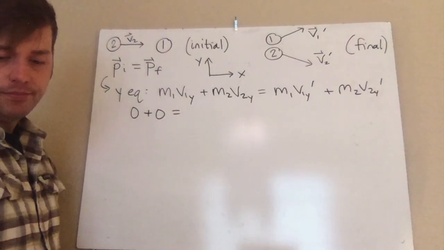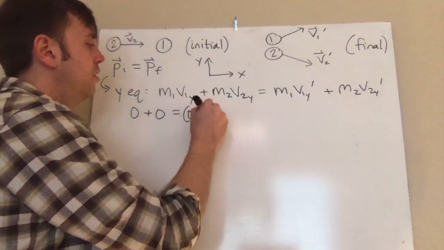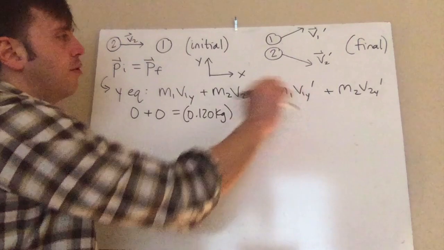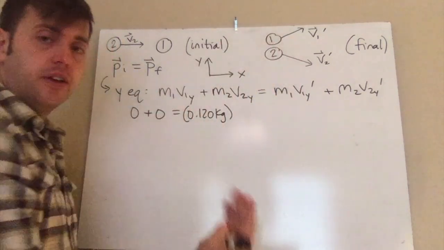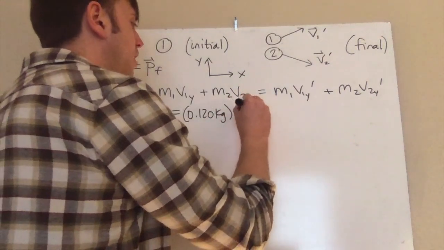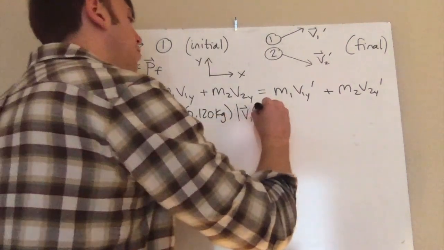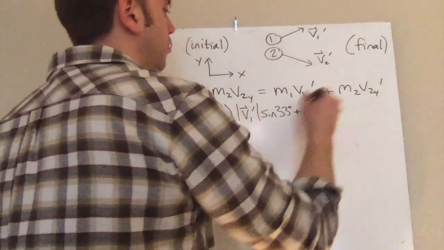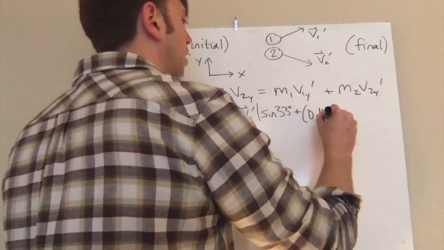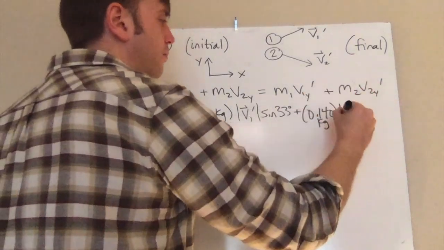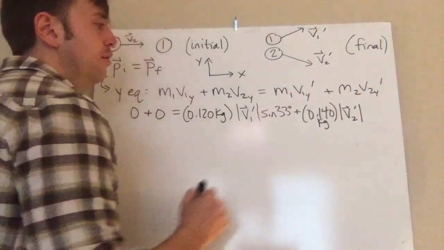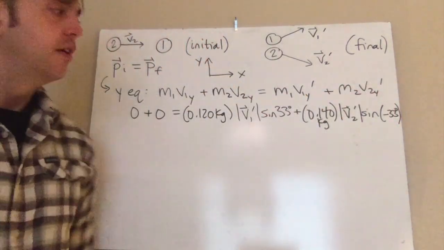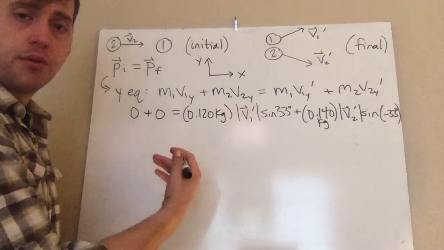Okay, then on the other side, I know that m1 is 0.12 kilograms. And I also know that I need to put something in here for v1y prime. Okay, so the thing about this ball is I don't know how fast it's moving, but I can write the y velocity as the magnitude times sine of the angle, which is 33 degrees for this one. Okay, then I have m2, which is 0.140 kilograms. Again, I don't know how fast this one is moving, so I could write it as v2 prime magnitude. But if I take sine of negative 33 degrees, that will give me the y component of that one's velocity. So this is an equation that just says momentum in the y direction is conserved.